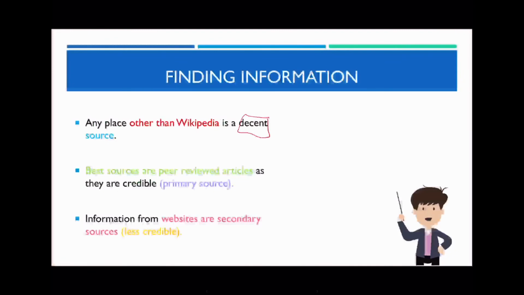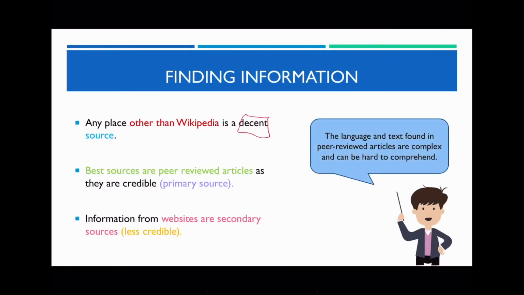As a result, they're going to be less credible, okay? But I do want to mention that the language and text found in these peer-reviewed articles, also aka the primary sources, are complex and hard to comprehend. Because these are hard to comprehend, I don't really mind you using information found from websites, because the text found on websites is a bit more manageable and easier to interpret and understand as opposed to the language that scholars often use, which is found in peer-reviewed sources.